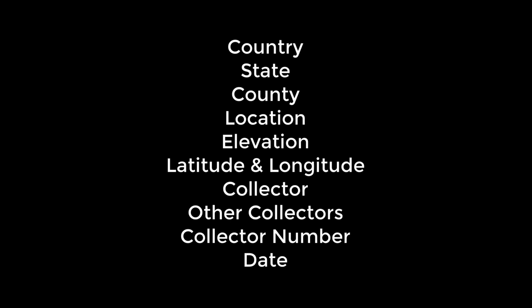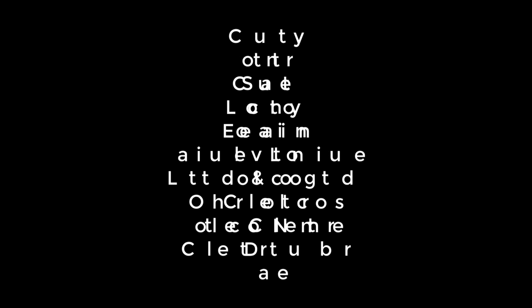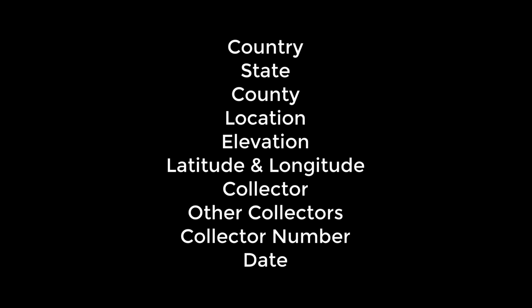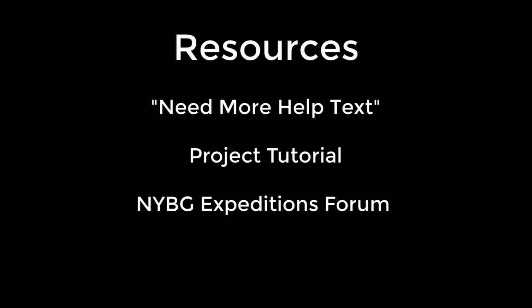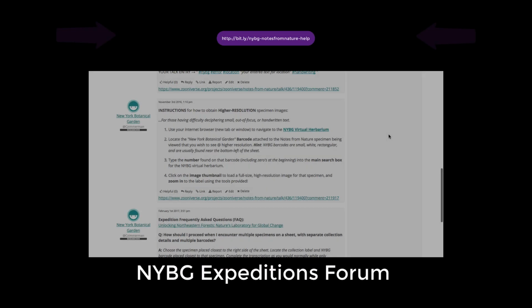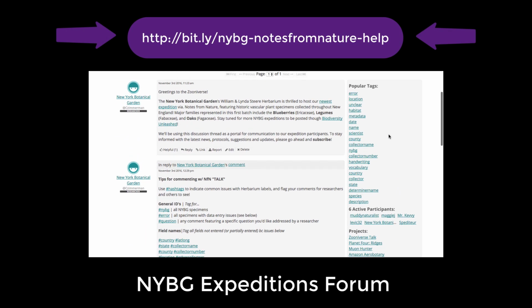By now, you should have a basic understanding of all the units of information targeted for capture from herbarium specimens. Identifying these data on collection labels will grow easier as you become more familiar with various label formats. In difficult situations, the most important thing to know is where to look for help. First, remember to always check the help text and reread the project tutorial. Your next stop should be the NYBG Expeditions Help Forum, where you'll find numerous posts dedicated to providing solutions to a wide array of common problems.